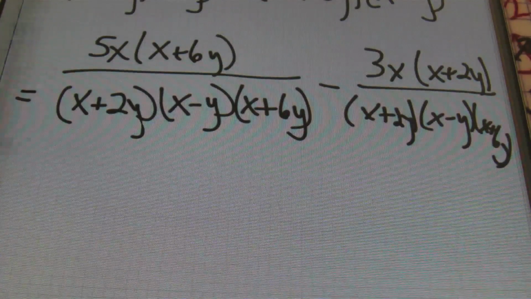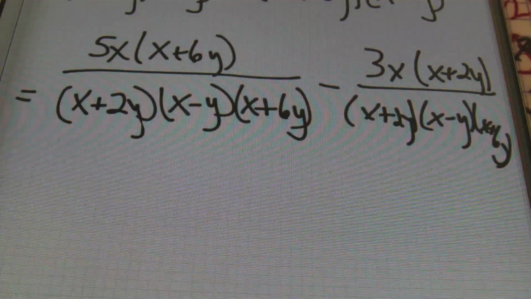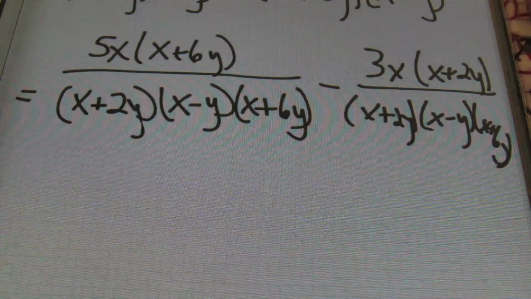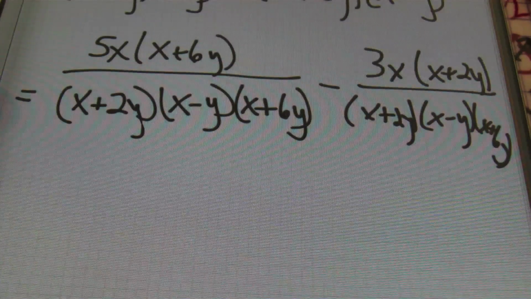I don't prefer to distribute now because a lot of times you can make some itty-bitty mistakes that'll give you a wrong answer. So take your time, combine your numerators. Don't do 2 or 3 steps all at once because that increases your chances of making a mistake.